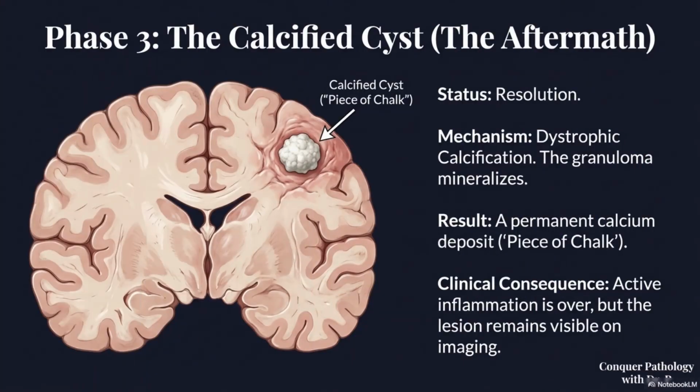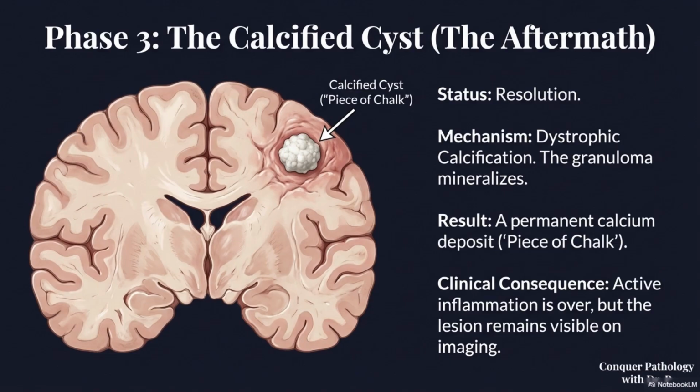Now phase 3, the calcified cyst. This is the aftermath. There is complete resolution. Dystrophic calcification occurs, the granuloma mineralizes. The cyst turns into a permanent piece of chalk. The active inflammation is over, but the lesion remains visible on imaging forever.